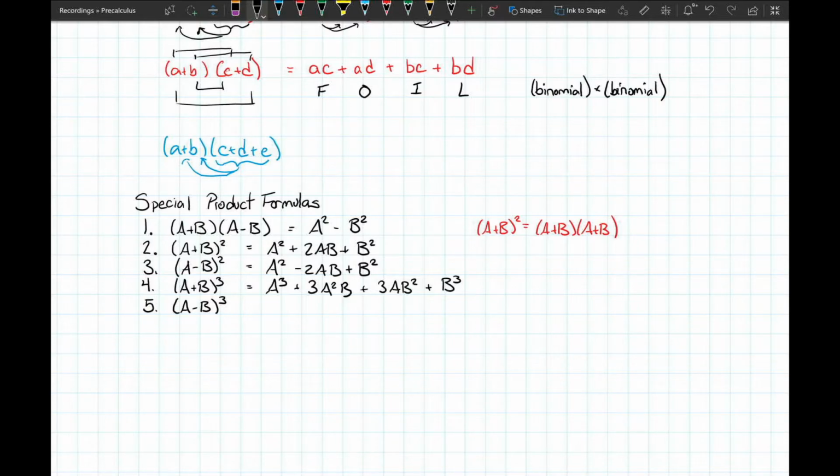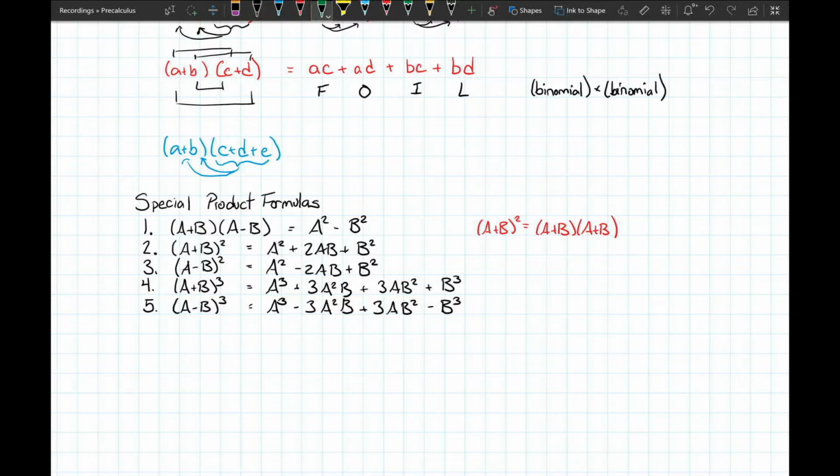A minus B cubed, also fairly similar. You'll have an A cubed, but then you also have minus signs in here. Negative 3 A squared B plus 3AB squared minus B cubed. Okay, so I would say that as you go down that list, you may use these a little bit less frequently. It's really good to know some of these shortcuts.